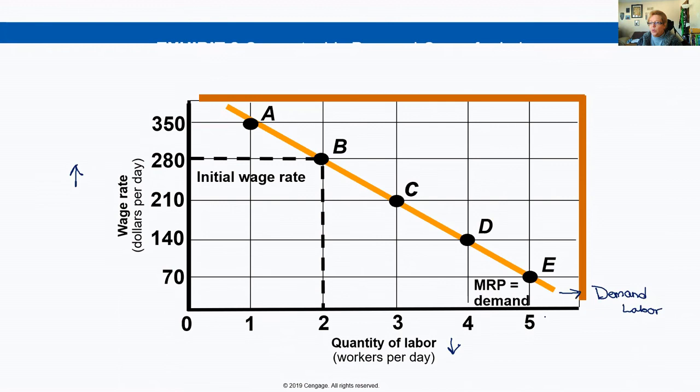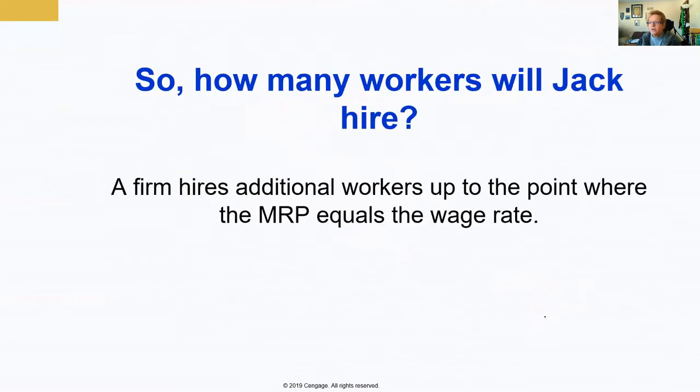So here's our initial wage rate at 280. Now, we can pay less wages because there's more supply of workers, and we will increase the number of workers that we hire. The converse is also true. Again, if the wage rate goes down, the quantity of labor will go up. If the wage rate goes up, the quantity of labor will go down, all else held constant.